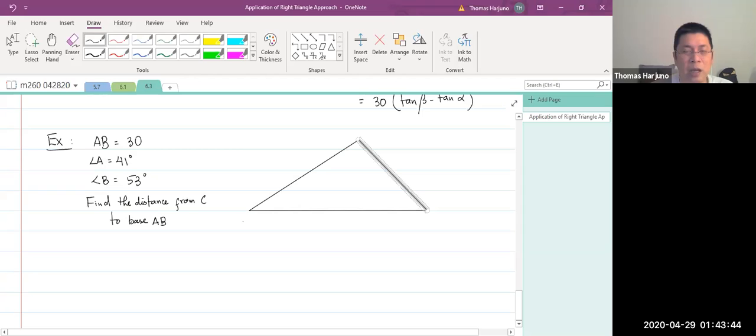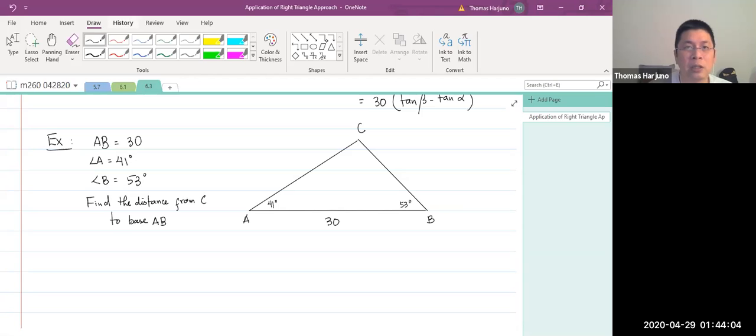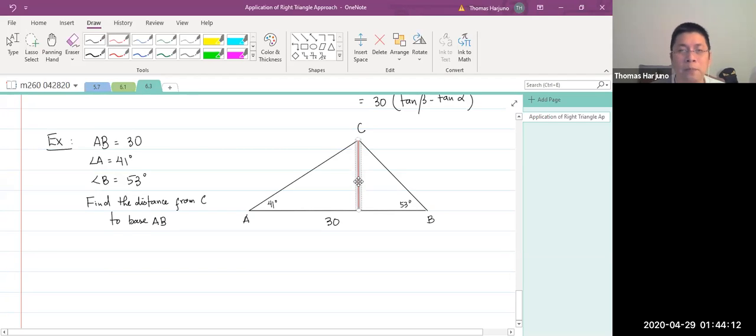Say this is A, this is B, and this is C. The distance AB is 30. You can call it 30 miles, 30 inches, 30 centimeters, doesn't matter. Angle A is 41 degrees, angle B is 53 degrees. The question is, find the distance C from AB, that is, find the height of vertex C from side AB.